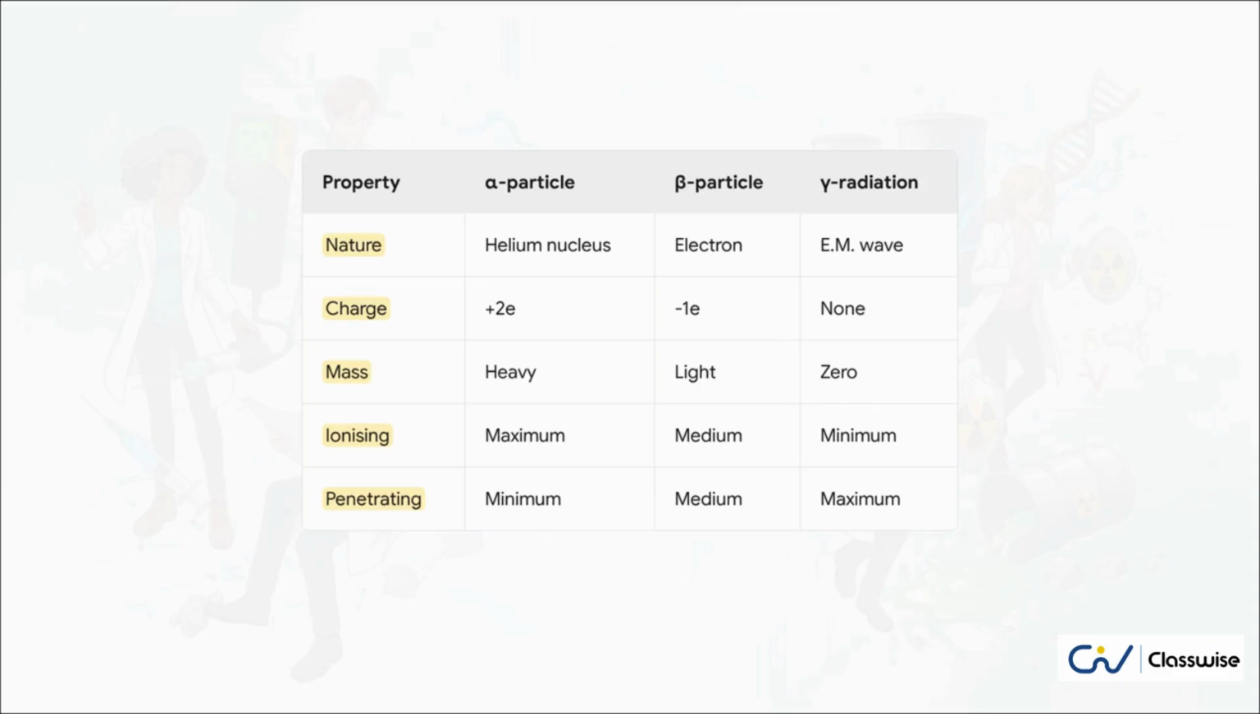Now let's talk charge. Easy. Alpha has 2 protons, so it's got a positive charge. Beta's an electron, so of course it's negative. And gamma, being a wave, has no charge at all. It's neutral. Okay, this next part is super important.